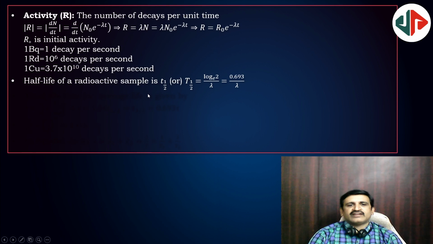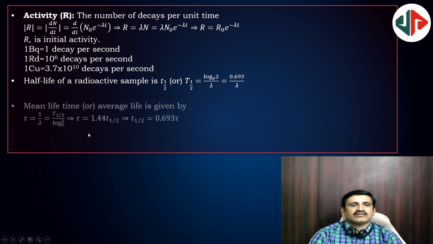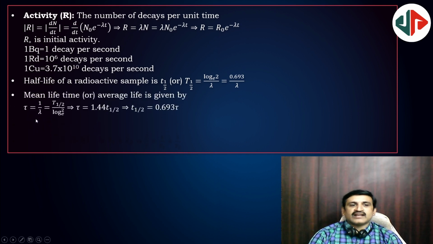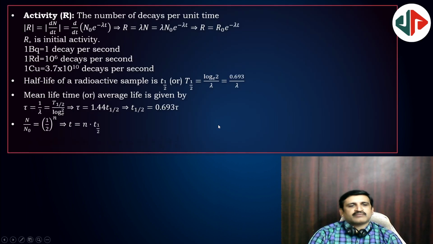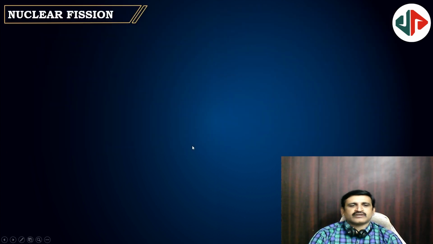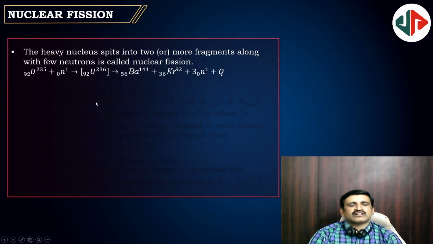Half-life period T half is log 2 by lambda or 0.693 by lambda, and mean lifetime is 1 by lambda, or T half is 0.693 tau. And for parallel decays, lambda is equal to lambda 1 plus lambda 2, or 1 by t equals 1 by t1 plus 1 by t2. Nuclear fission means splitting up of a nucleus into smaller fragments.